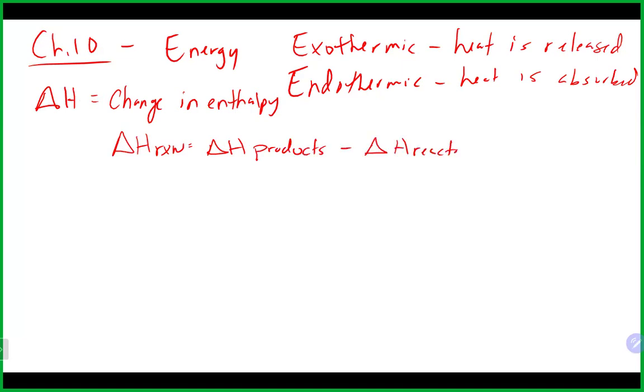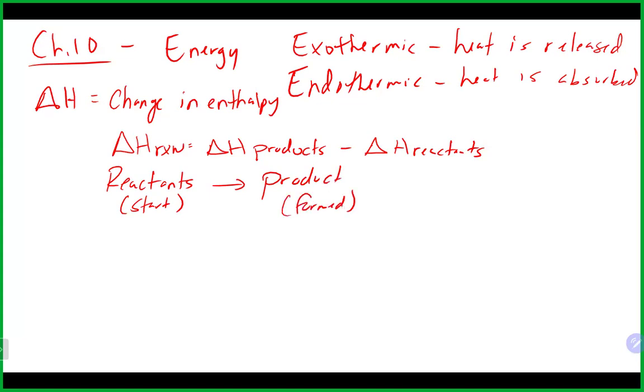Remember, we talked about state functions, and with state functions, it doesn't really matter how you get there. It doesn't matter the pathway that you take. What's important is where you started and where you ended. In a chemical reaction, our reactants are our starting material, and we go to products, which is where we end, what's formed as a result. That's why when we calculate delta H, we take our products minus our reactants, our final state minus our initial state.